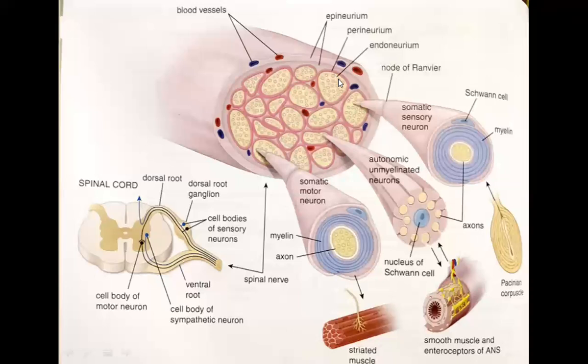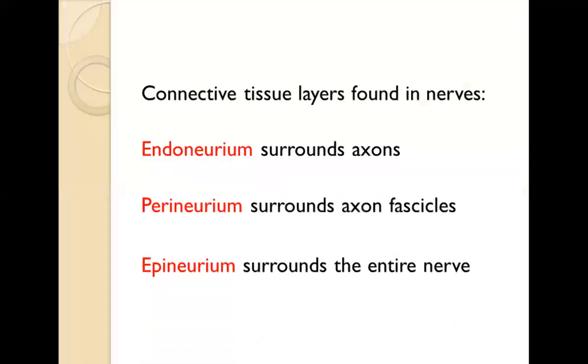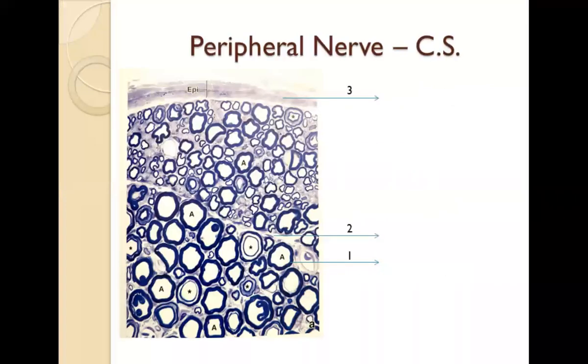Endoneurium around a nerve fiber, perineurium around a nerve fascicle, or a bundle of nerve fibers, and epineurium around a whole collection of fascicles. So this epineurium is actually covering the entire nerve as such. The entire nerve we see in gross anatomy is covered with the epineurium. This is what we spoke about. This is very important. It's a must-know topic for each of you.